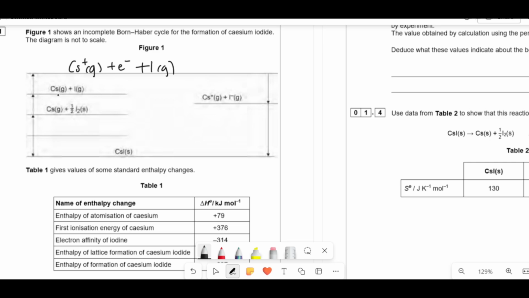Here there's no change between these two, but if you look here, we've got solid cesium iodide, and there's an arrow going down. This line here must be cesium solid plus a half I2 solid, elements in their standard states forming this compound here. So it's always good to label this as well, just for your sakes. It's the enthalpy of formation. That's when 1 mole of a compound is made from its elements in their standard states.